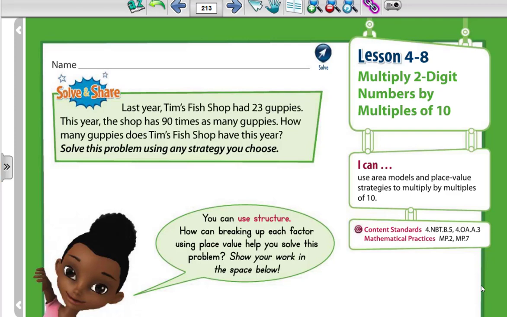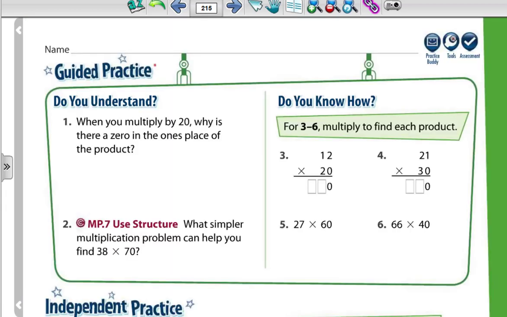Okay, my heroes, today we will have lesson 4.8, and this lesson is a very easy lesson. Multiply two-digit numbers by multiples of 10. Today we will solve questions like these: 12 times 20, 21 times 30, 27 times 60. As you can see, in each question we have a multiple of 10. 20 is a multiple of 10, 30, 60, and also for the last one, 66 times 40. Also 40 is a multiple of 10.